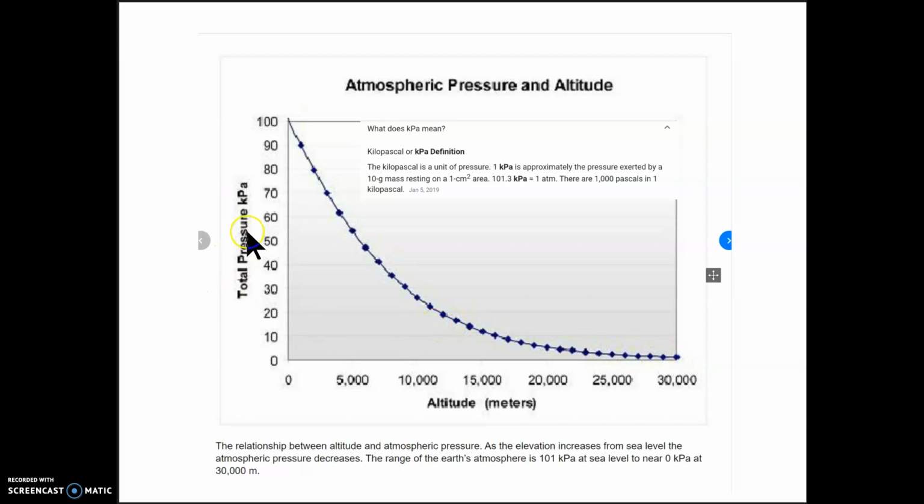Notice that the total pressure is in kPa in this case, which is a kilopascal. And the kilopascal is a unit of pressure. 1 kilopascal is approximately the pressure exerted by a 10-gram mass resting on a 1 centimeter squared area. 101.3 kPa equals 1 atmospheric pressure. That's just a different conversion. There are 1,000 pascals in 1 kilopascal, by the way, which should make sense.